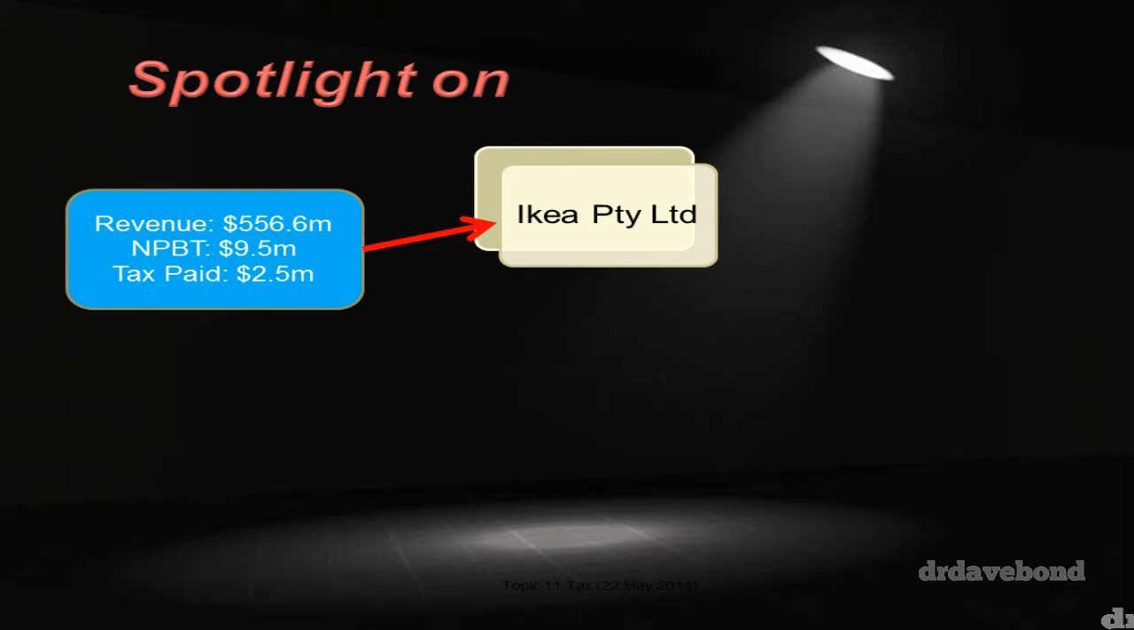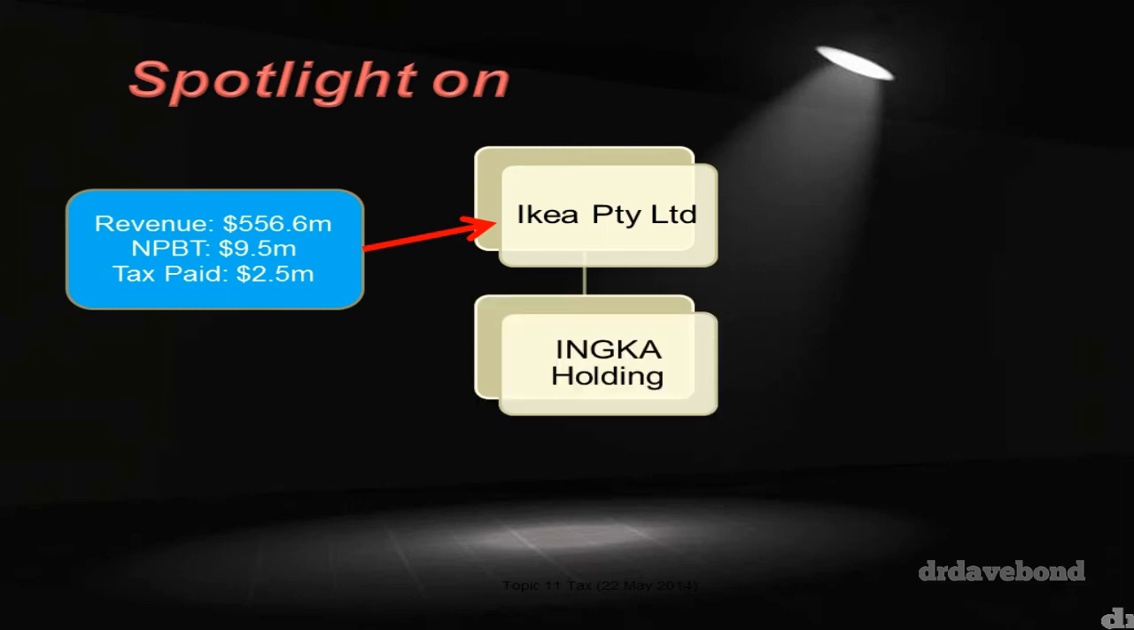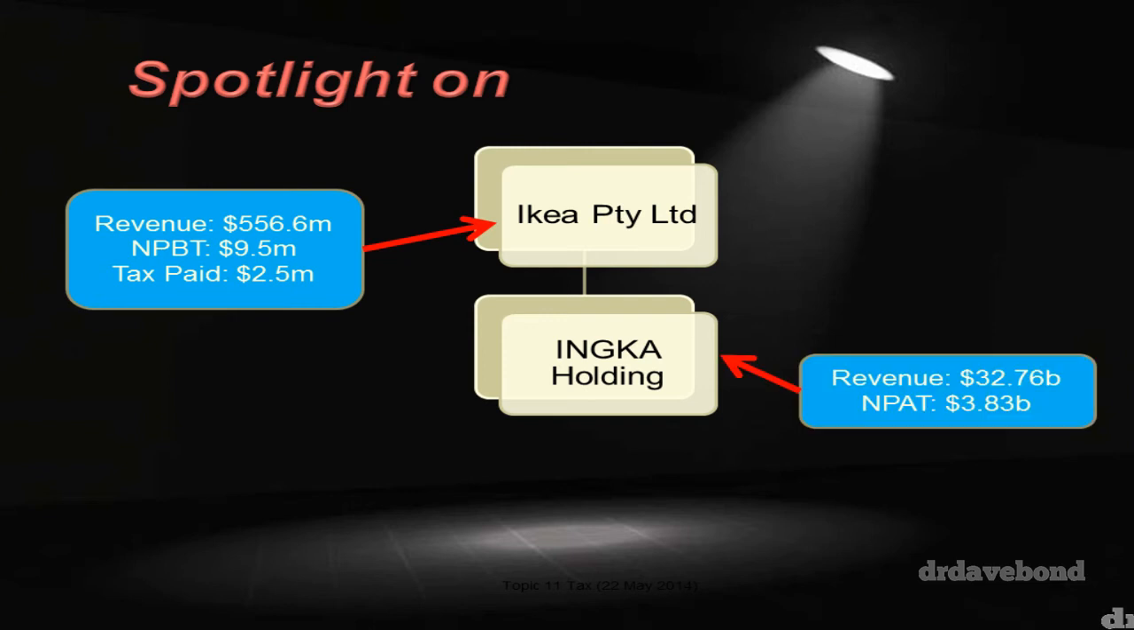Thereabouts. Now if you look at the tax that they paid, $2.5 million on that $9.5 million, that looks about right. That looks about 30%, give or take. Then let's have a look at their parent. Their global revenue was about $32.5 billion. So there's a lot of Ikea in houses around the world, and that's just 1 year. Their net profit after tax was nearly $4 billion. So you can already see that there's something different going on there. Their net profit margin is over 10%, whereas in Australia it's about 2%.